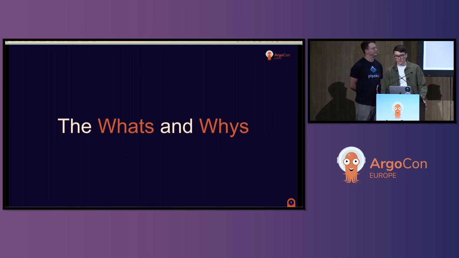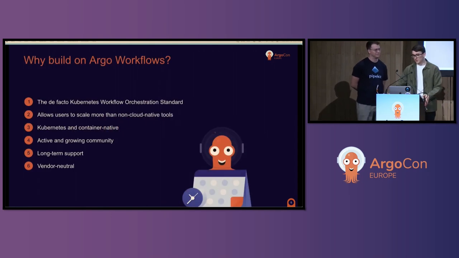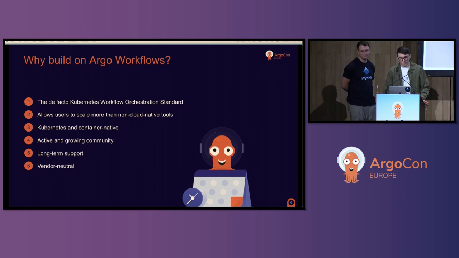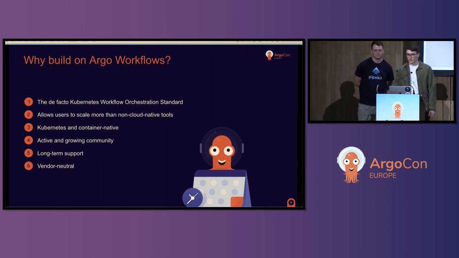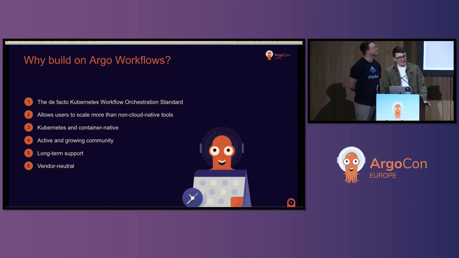So let's start with the whats and whys. Why build on Argo Workflows? Spoiler alert, we are at ArgoCon. But for anyone new to Argo Workflows, it's become the de facto Kubernetes workflow orchestration standard. Bit of a mouthful, but it's beat out the competition because of its features and scalability, robustness, all built off Kubernetes. And it has benefits beyond the code, like the active and growing community that we've just heard about in the keynote. And with long-term support and being vendor neutral, we can trust it for the long term.